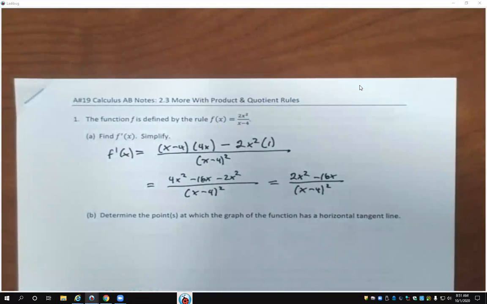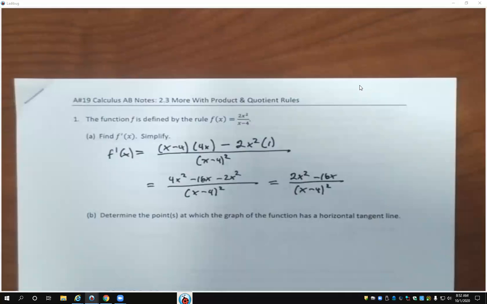Part B says, determine the points at which the graph of the function has a horizontal tangent line. How do I find a horizontal tangent line? Not rhetorical. You guys did it for your homework two nights ago, three nights ago. Horizontal tangent line. Not a soul, huh? Don't you have to plug in the points? No, we have to find the points.